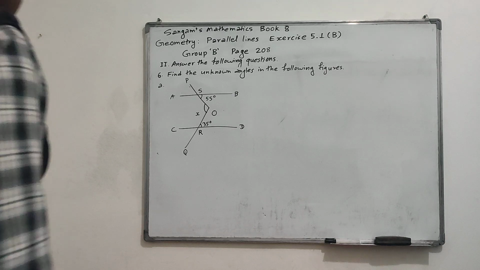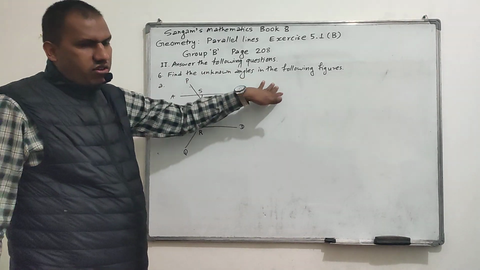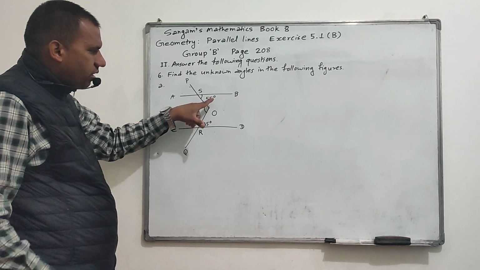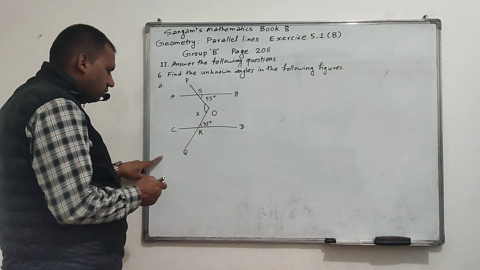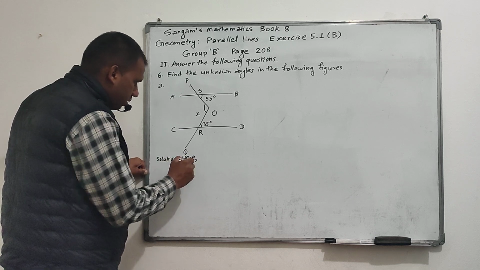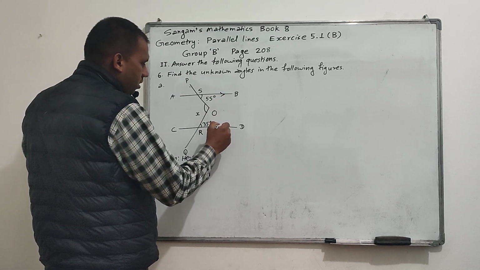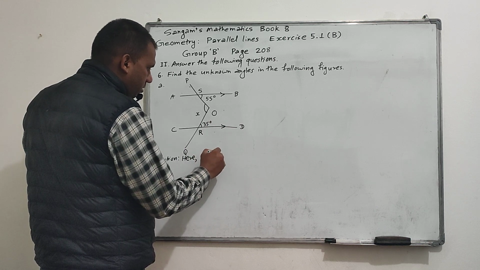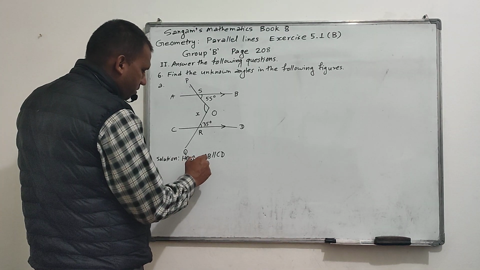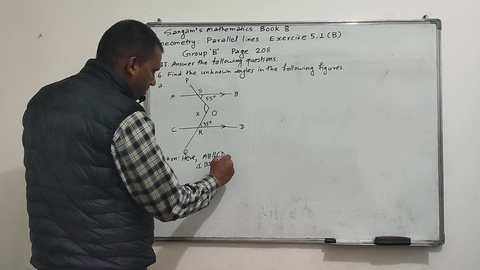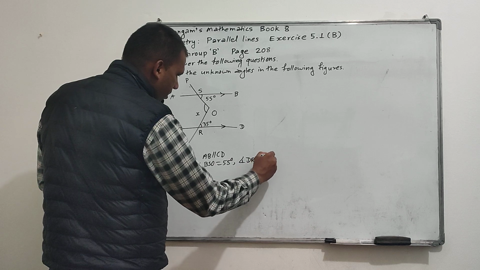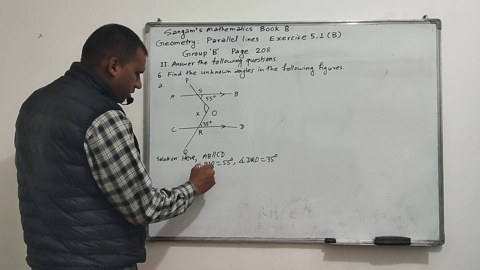Okay, students, now question number 6. Find the unknown angles in the following figures. For A, this figure. Here we have to find the value of x. This angle 55, that 35. Now its solution. Here AB parallel to CD. Angle BSO equal to 55, angle DRO equal to 35, x equal to question mark.